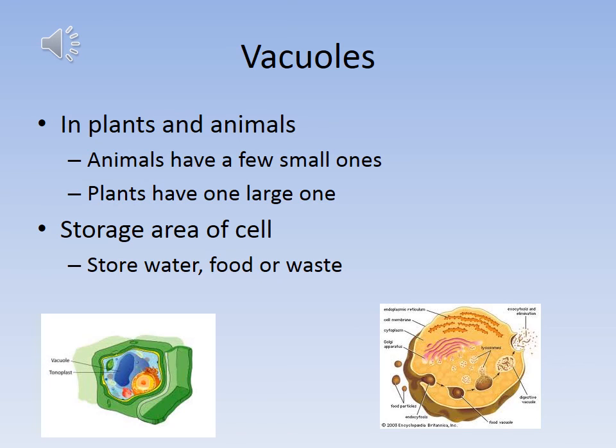The vacuole can be found in both the plant and animal cell. Animals have a few small vacuoles scattered throughout their cytoplasm, while plants have one central vacuole that's very large. The vacuole serves as a storage area in the cell. It can store water, food, or waste. In plant cells, it usually stores water and gives the plant cell its shape.